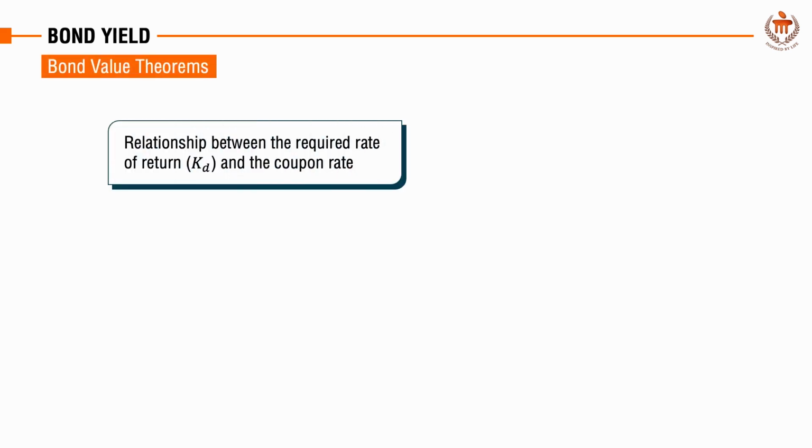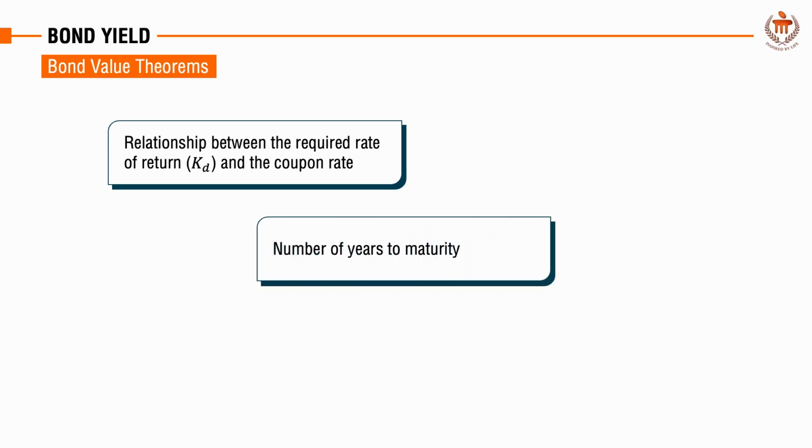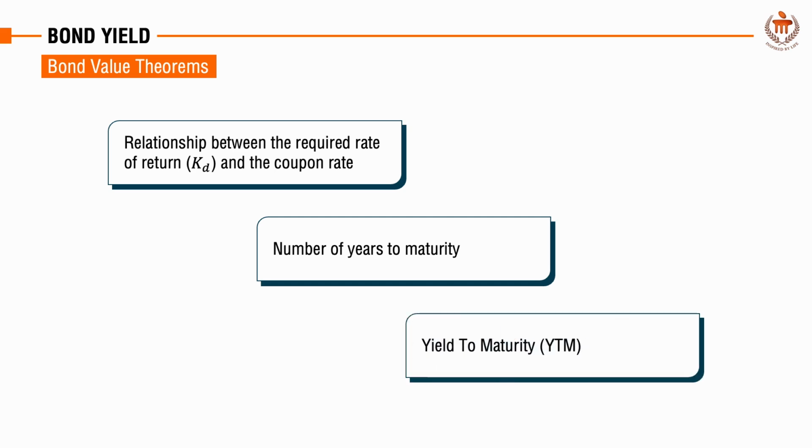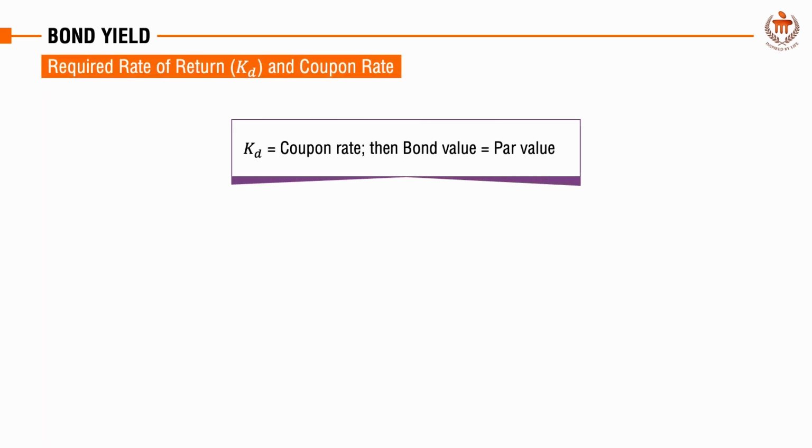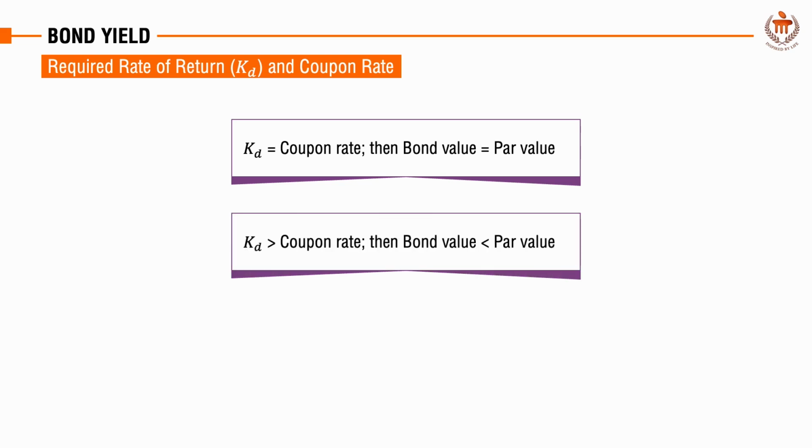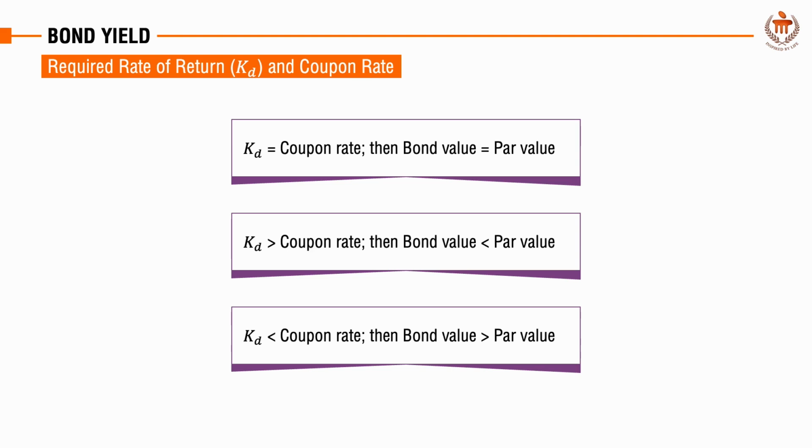Next, the factors that affect bond value theorems: the relationship between the required rate of return, which is KD, and the coupon rate, number of years to maturity, and yield to maturity, YTM. We will look at the theorems under each circumstance in greater detail over the next slides. Following are the theorems which show the effect on the bond values influenced by the relationship between required rate of return, KD, and coupon rate. When the required rate of return is equal to the coupon rate, the value of the bond is equal to its par value. When the required rate of return is lesser than the coupon rate, the intrinsic value of the bond is greater than its face value.